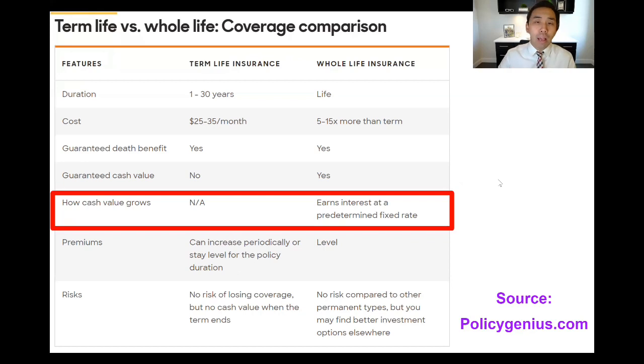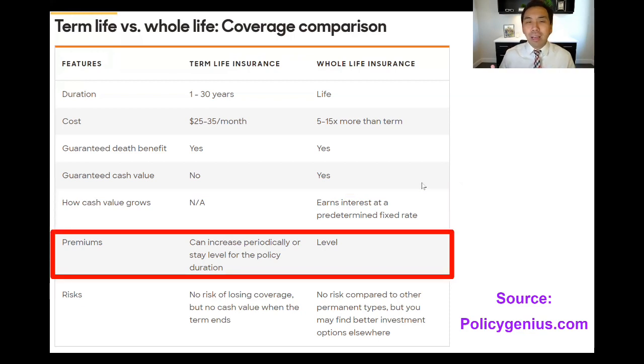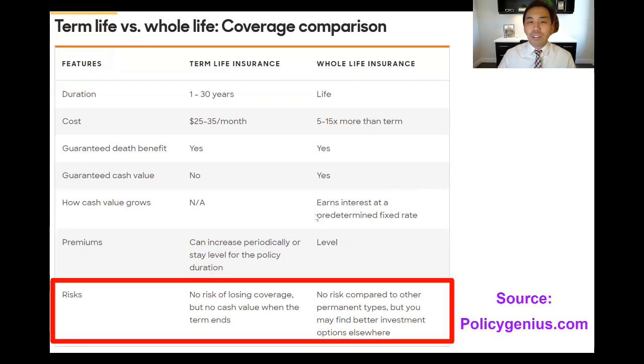Now, once again, for the whole life insurance, it earns an interest at a predetermined fixed rate. So just keep that in mind. For premiums, both of them don't really change, especially for the term and whole life. From what I've heard, they're both kind of level. Now for the risks, there's not really a risk of losing your coverage. But once again, once that term ends, it's done.